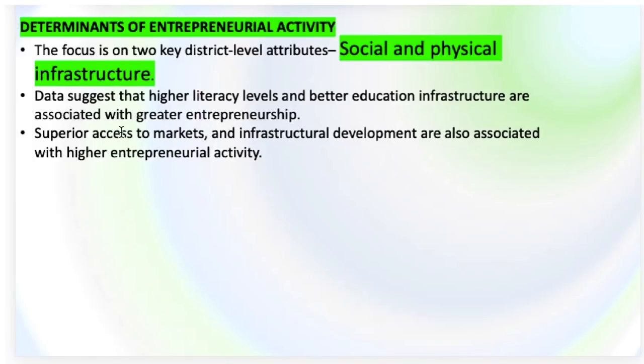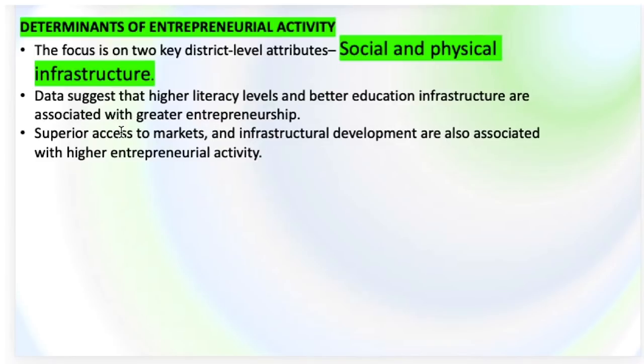So what are the determinants of entrepreneurial activity? In this survey, broadly two determinants have been suggested. One is social infrastructure and the second is physical infrastructure. Social infrastructure is signified by the literacy levels and the higher education level. Data suggests that higher literacy levels and better education infrastructure are associated with greater entrepreneurship. Districts which have more number of schools and colleges, regions which have higher literacy rate, they have higher entrepreneurship activity.